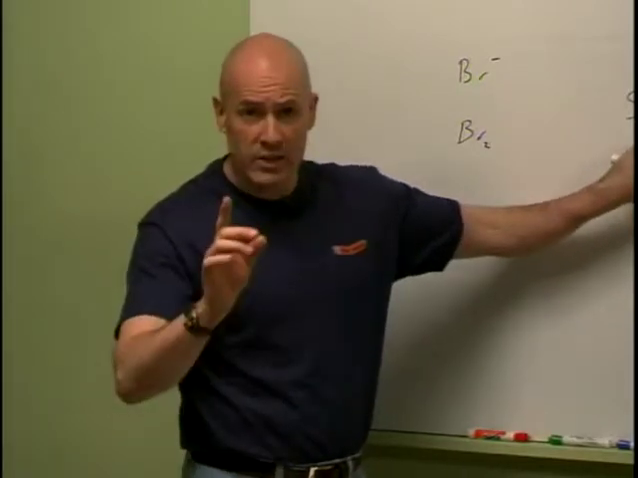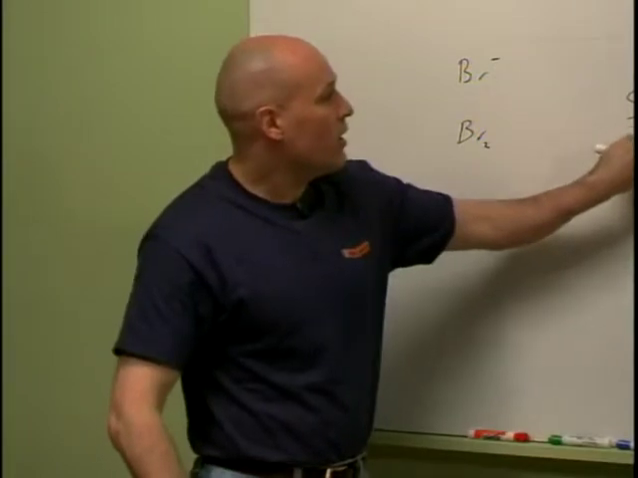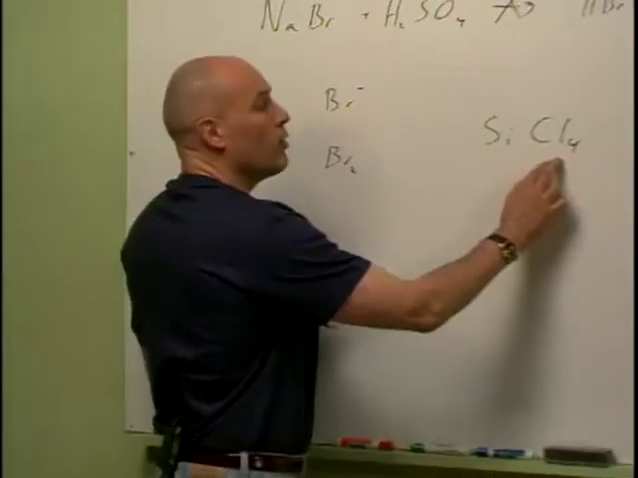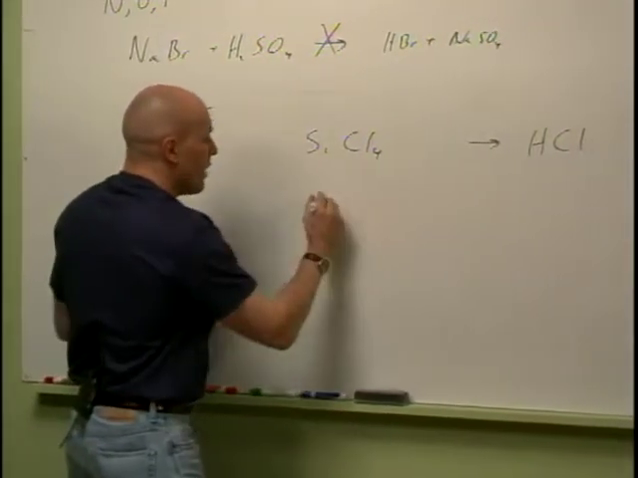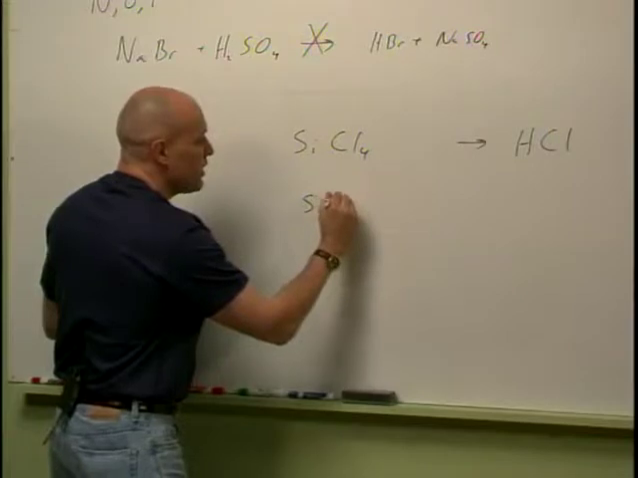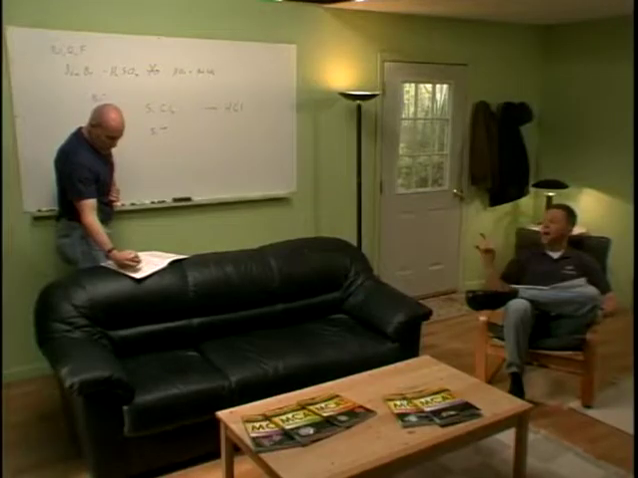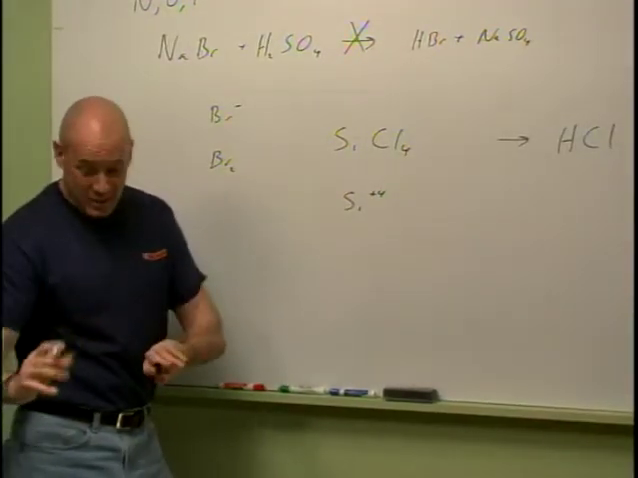Every answer choice has Si in it. This is the key here. So what is the oxidation state of Si in SiCl4? Got to be +4, because each Cl is going to be a Cl minus, so it leaves us with Si in an oxidation state of +4. And this is an oxidation-reduction reaction. It's not an oxidation-reduction reaction. Thank you.